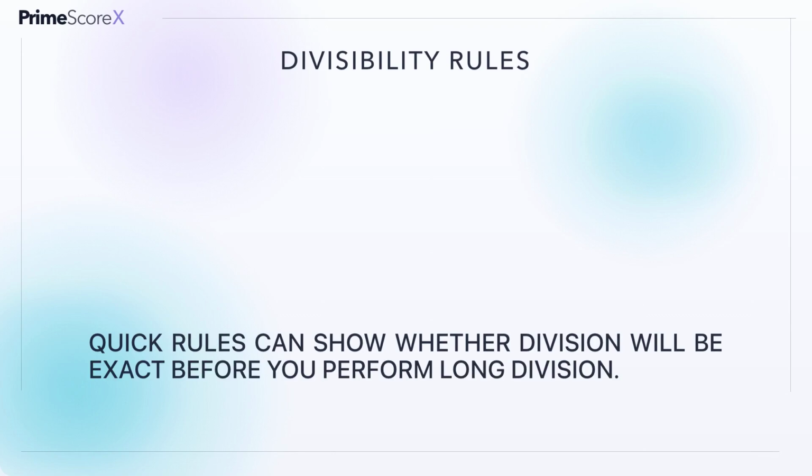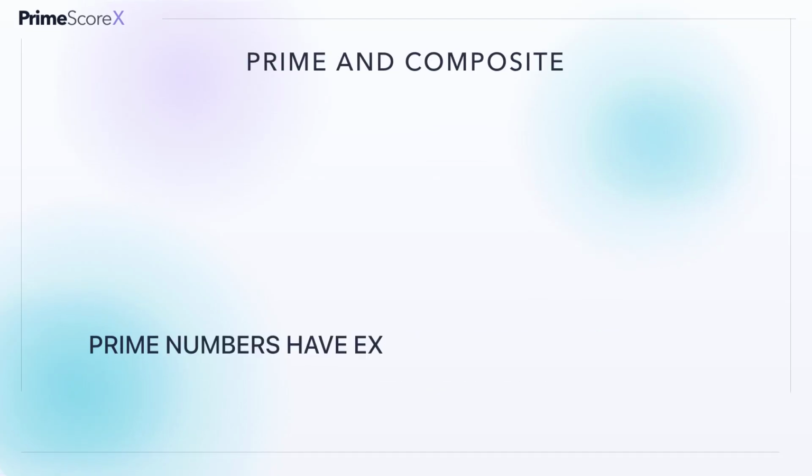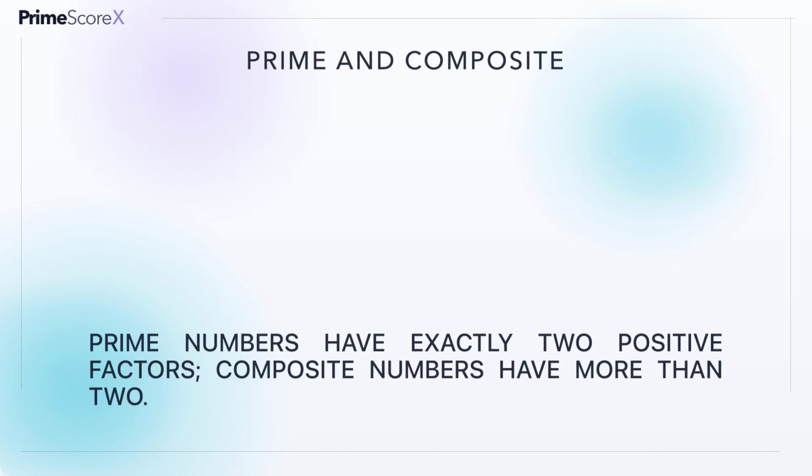A number is divisible by 2 if its last digit is even. It is divisible by 3 if the sum of its digits is divisible by 3. Divisibility by 5 requires a final 0 or 5. Divisibility by 9 uses the digit sum rule for 9, and divisibility by 10 requires a final 0. These rules speed up factoring and answer elimination.